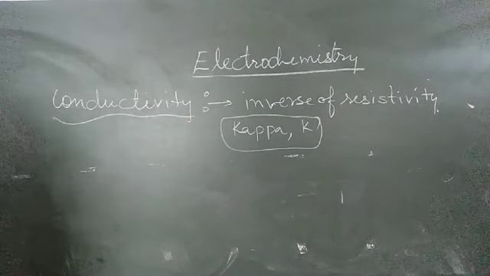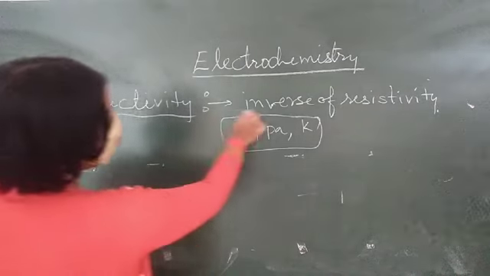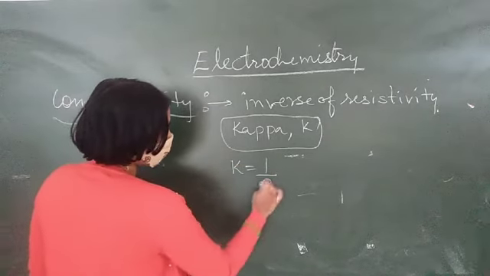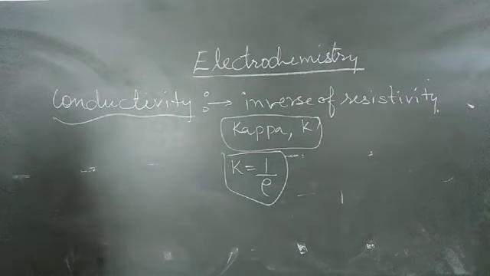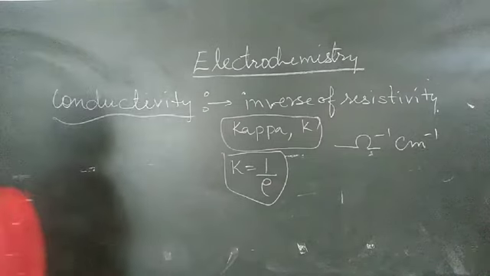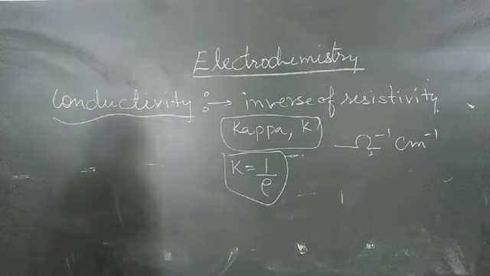It is defined as the conductance of a solution of 1 centimeter length and having 1 square centimeter cross section area. And kappa is equal to 1 upon rho. Its unit is per ohm per centimeter. Per ohm per centimeter is the unit of conductivity.